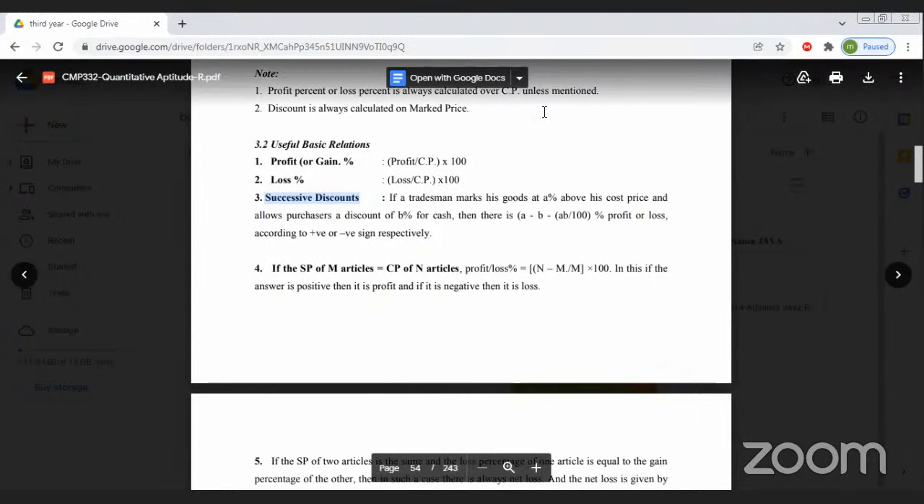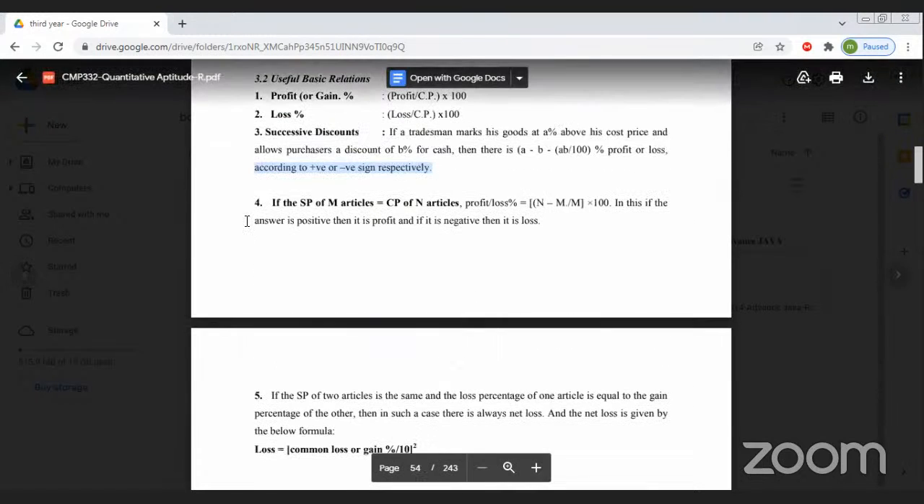Means he marked his cost price. He has taken it for how much? Let's say for 100 rupees. And he is trying to sell it for 120, and then he gives a discount of 20%. So originally he is not in loss because here he is going to get 100 rupees only. So similarly, it is in this form. It can be positive or negative.